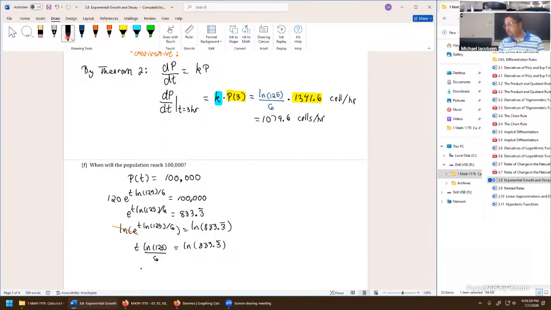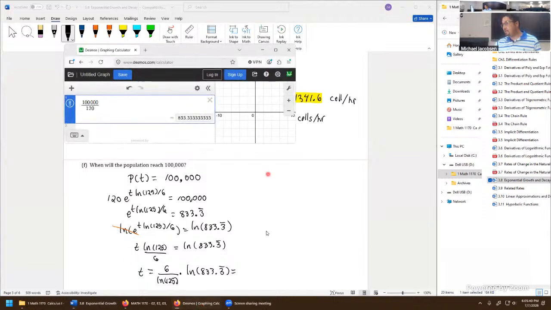Now last, we are solving for time. The moment we divide by that coefficient there, which means we're multiplying its reciprocal, 6 over natural log 125, into the right-hand side, natural log 833.3 repeating. And we're ready for a calculator answer.